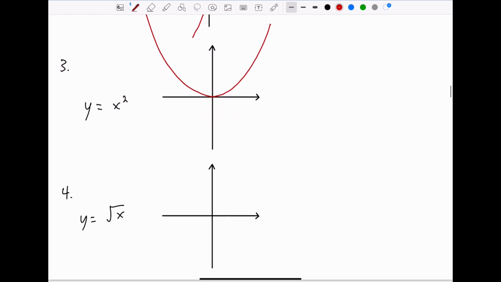For example 4, we have y equals the square root of x. Y equals the square root of x looks like the parabola, but sideways, and because x can only be positive, and the result of the square root of x is positive, we only have half of the parabola. So it looks like this. It should look like half of the parabola turned sideways.